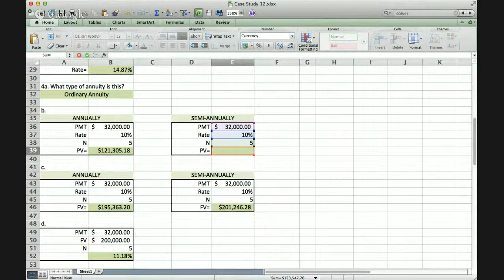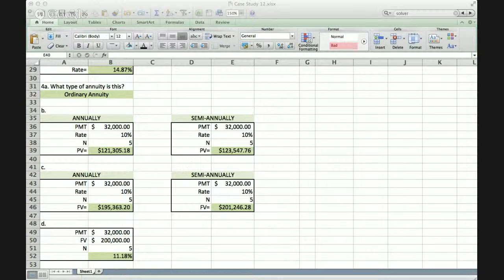So that has to be on a twice a year schedule as well, or else we won't get the right answer. The interest rate would need to be divided by 2 because it's happening twice a year. And then the periods would be times 2, so that everything's on the same schedule. And so the correct answer is $123,547.76. So going back to my presentation.